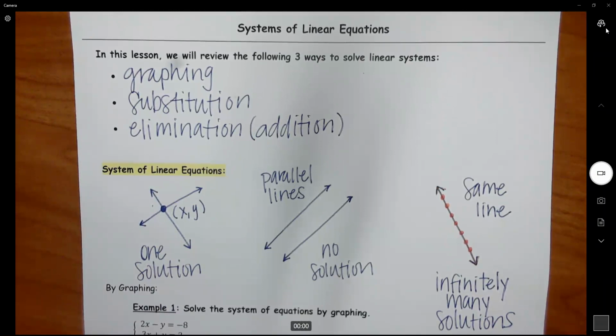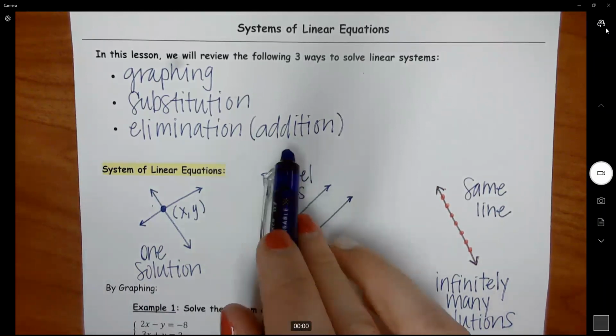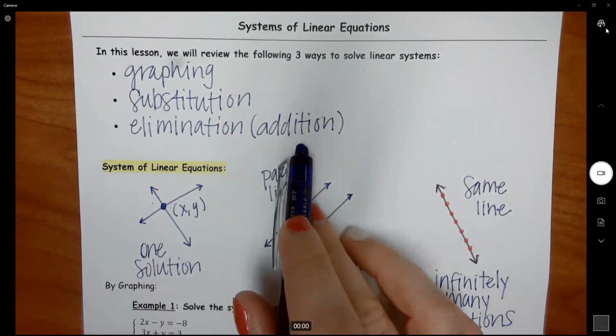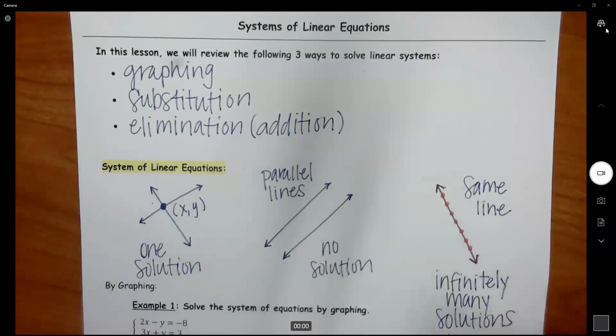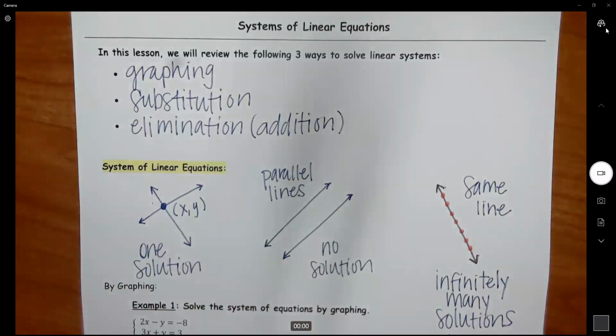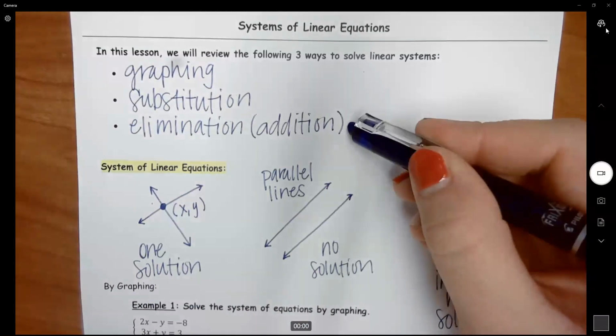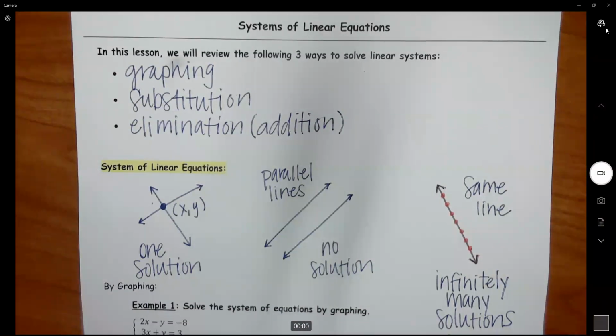We're going to review 3 ways to solve systems of linear equations, which is graphing, substitution, and elimination. Some people call elimination the addition method. If you don't call it that, you don't need to write the addition method down, but I will be using elimination. I think most of you have heard it as elimination, but just in case anybody has heard addition, those two mean the same thing. In future lessons, we're going to end up learning 2 other ways to solve systems of linear equations.